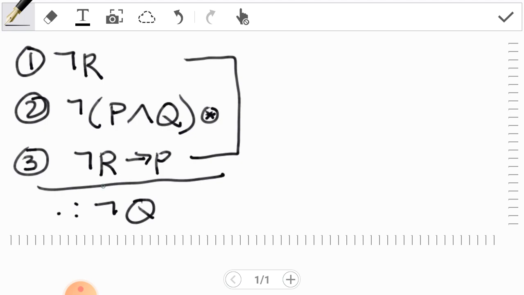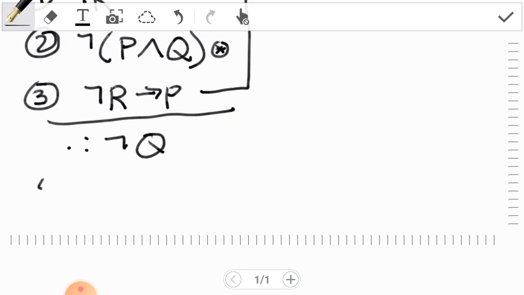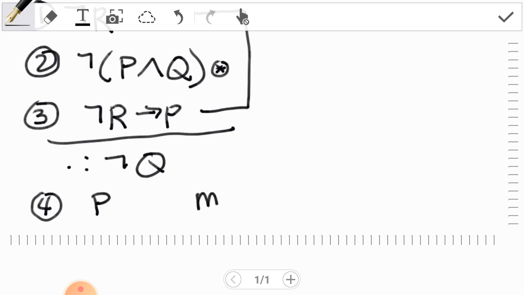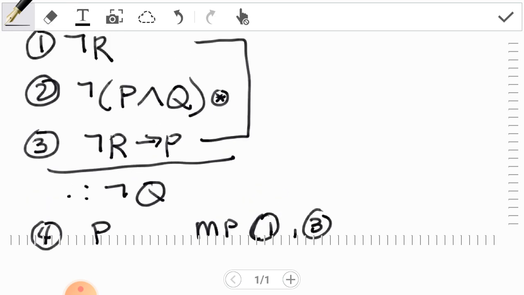Again, why are we using the modus ponens? We have here not R implies P as the first premise. The second premise is not R. Similar, exactly the same as this first premise here, first proposition here. Therefore, our conclusion there, based from the two lines, will now be P. Again, this is modus ponens of 1 and 3. We obtain P.